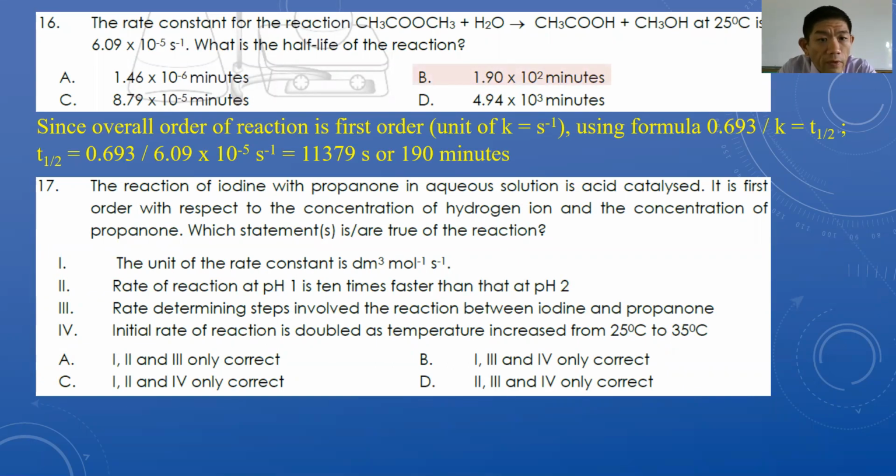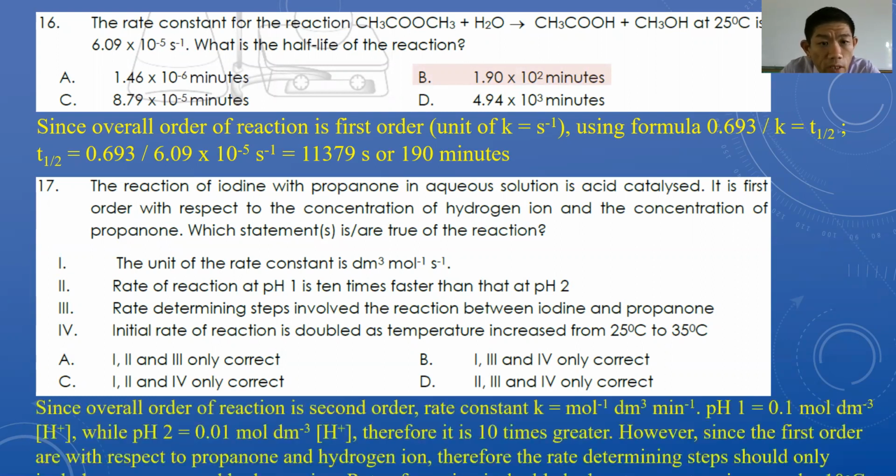Okay, so the unit of the rate constant is, because overall order is second order, mole minus 1 dm cube s minus 1. So number 1 is correct. For the second one, rate of reaction at pH 1 is 10 times faster than pH 2, which is correct because concentration is 10 times greater. So that is why the rate of reaction is also 10 times faster for the H+.